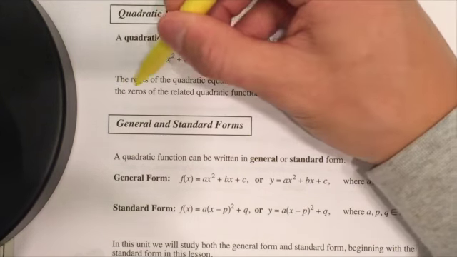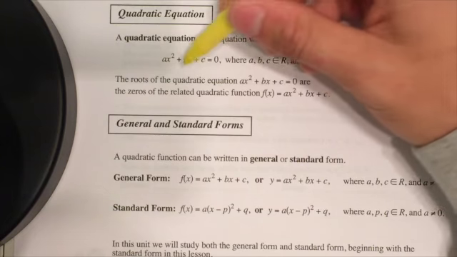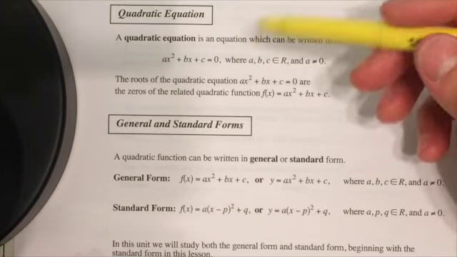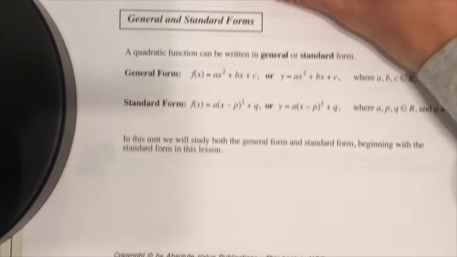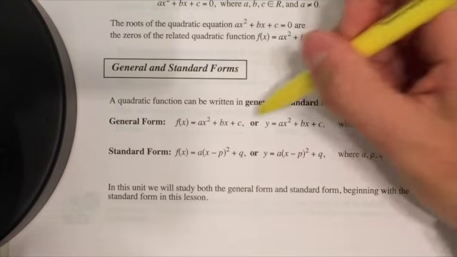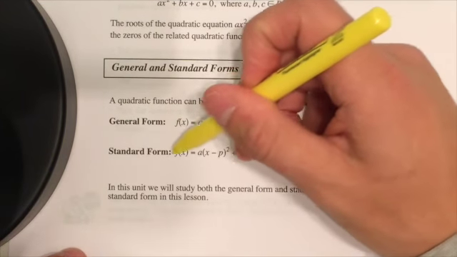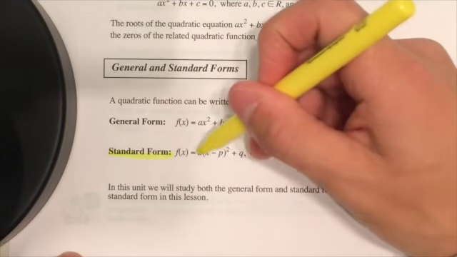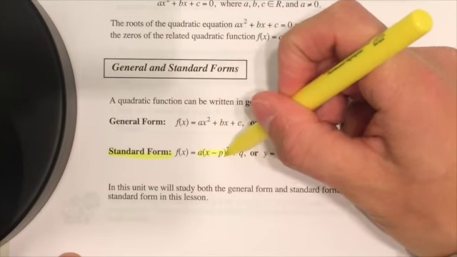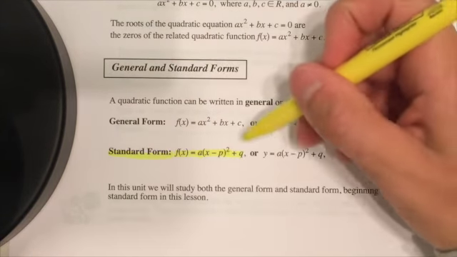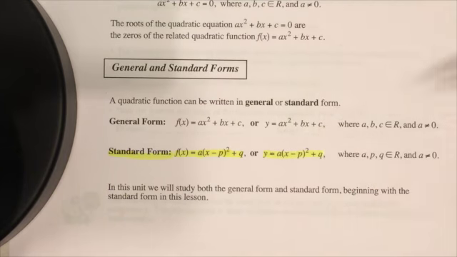And we found that the roots and the zeros are all related to each other, and so is the x-intercept. Now, when we look at the general form, which is what we've been looking at this whole time, we are also going to examine the standard form of the equation. The standard form is written as f(x) = a(x − p)² + q, or y = a(x − p)² + q.